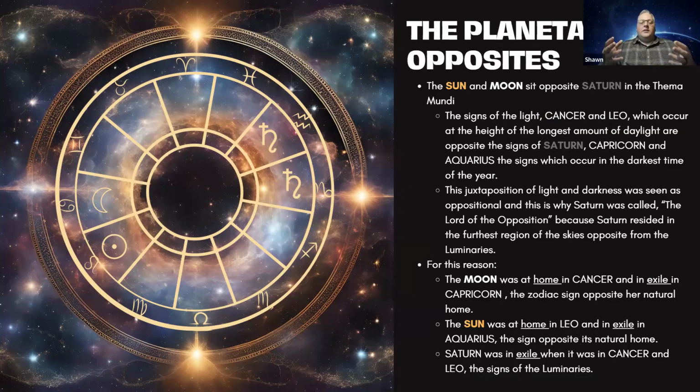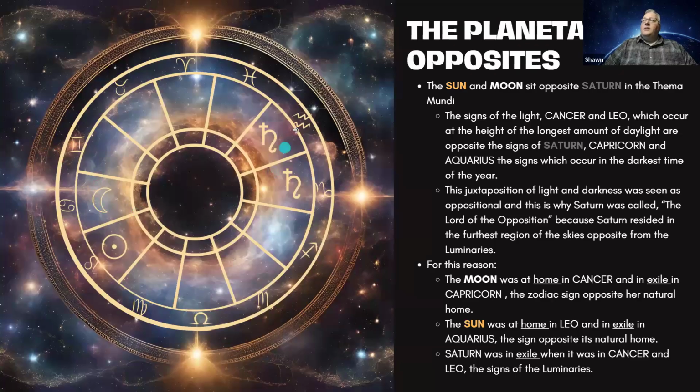So Cancer is the sign that's in rulership during the time of the summer solstice, when the sun reaches its peak in the sky and the days are long and it is warm, it is bright, the days feel longer. And Leo, the sign of the sun, is the time that follows that, where the days are still long and the heat of summer's here, and it's like one of the brightest and best times of the year.